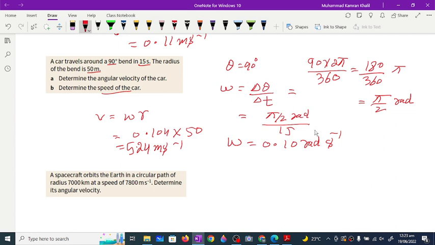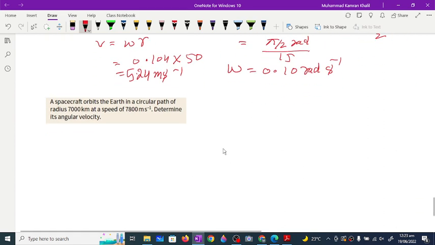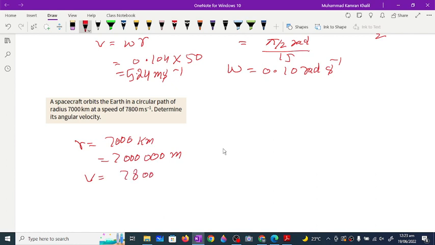Okay, the last practice question: a spacecraft orbits the Earth in a circular path of radius 7,000 kilometer. The kilometer should be converted into meter, 7,000,000 meter. Speed v is given, 7,800 meter per second. He is saying what is the value of omega.